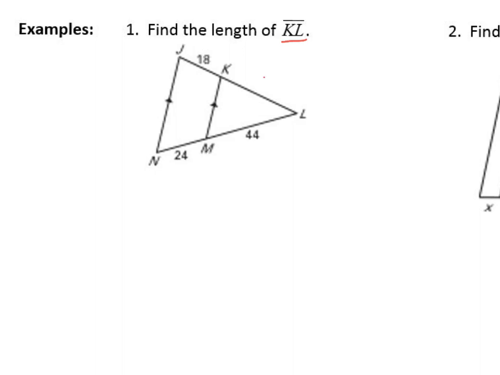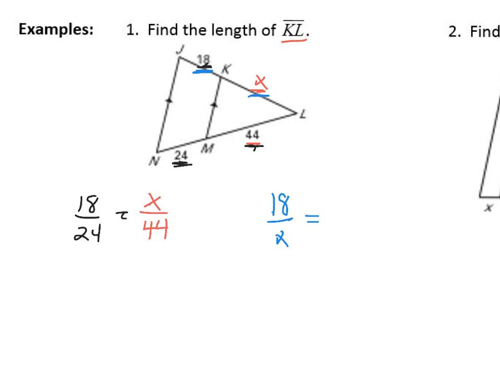So let's start off and call KL x. One option, I could take these two side lengths and set up a ratio involving them, 18 over 24, and set it equal to these two, x over 44. My other option would be, let's compare these two, 18 over x, and set it equal to these two, 24 over 44.